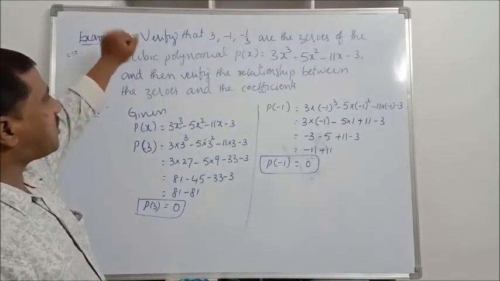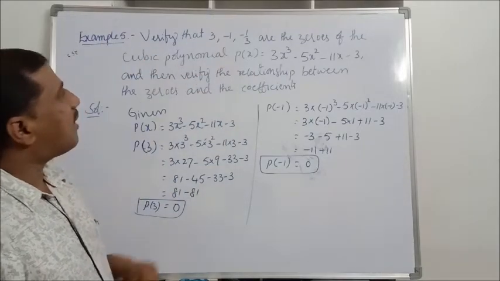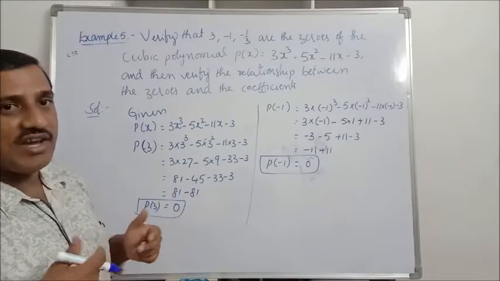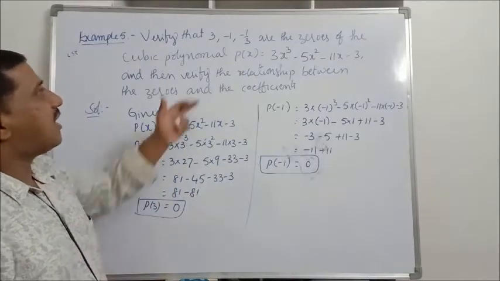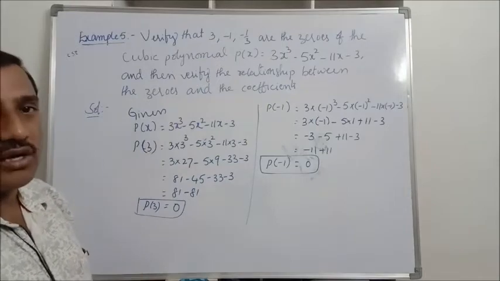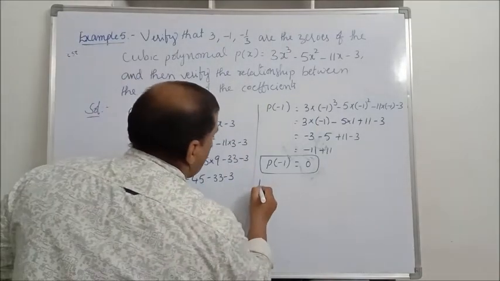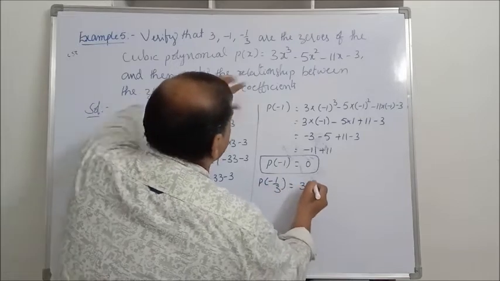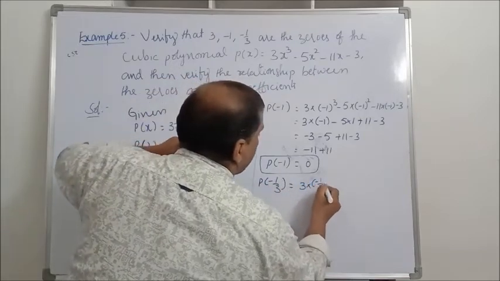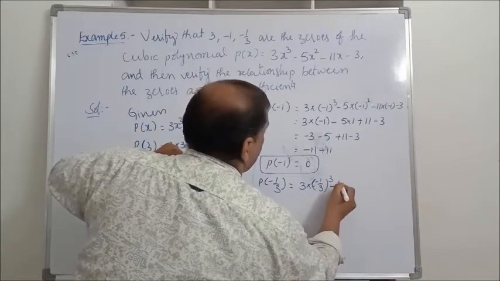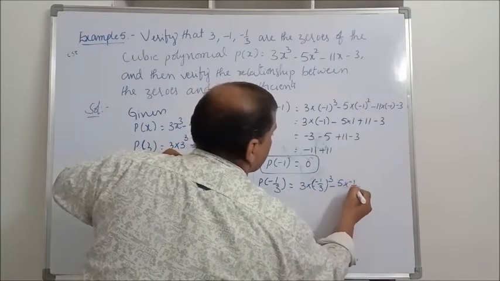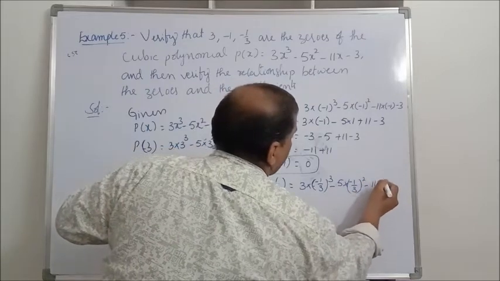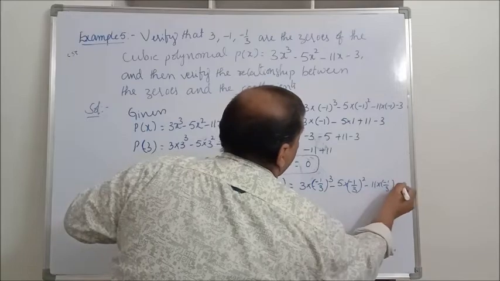Similarly, substitute x is equal to minus 1 by 3 and simplify, to see whether you are getting 0 or not. If you get 0, then we can say that minus 1 by 3 is also a zero of the given polynomial. That is p of minus 1 by 3 is equal to 3 into x cube, where x is minus 1 by 3 whole cube, minus 5 into x square, it is minus 1 by 3 whole square, minus 11x, it is 11 into minus 1 by 3, minus 3.